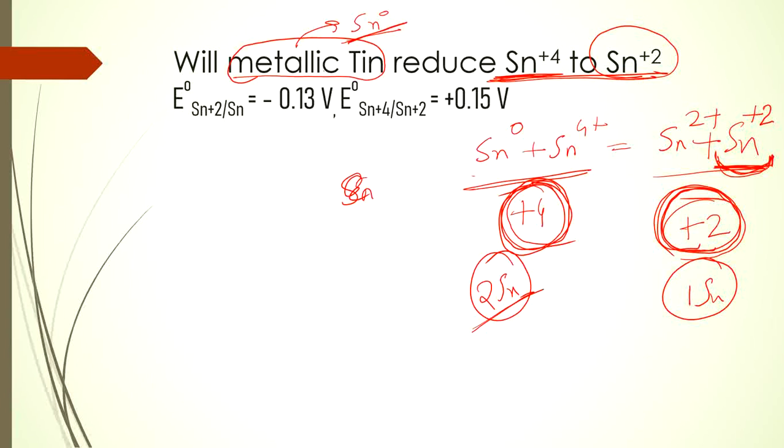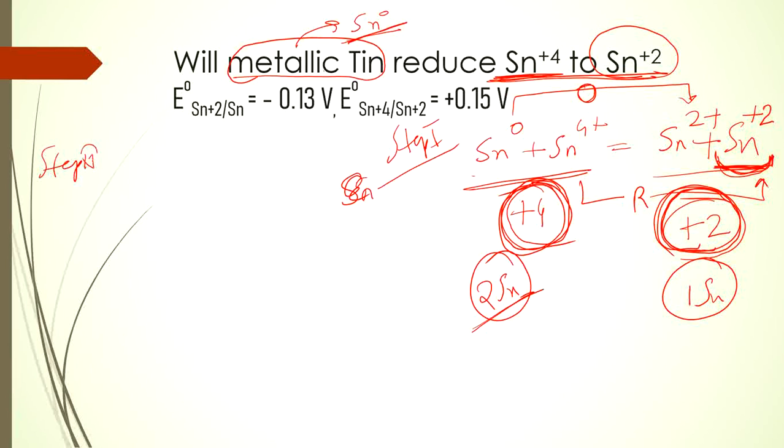So now we have to determine what is the oxidation process and what is the reduction process to complete step 1. Okay, so what is the oxidation process? That is Sn0 to Sn2+, right? And what is the reduction process? That is Sn4+ to Sn2+. Okay, so this is step 1.